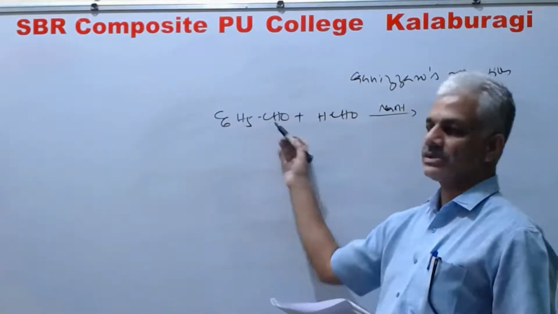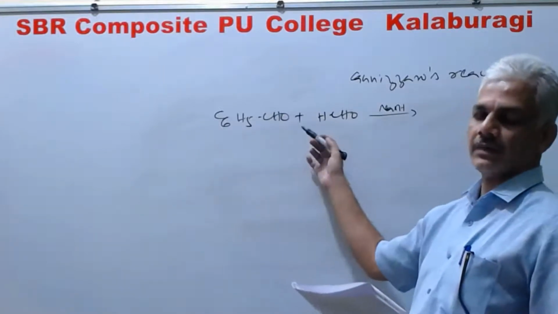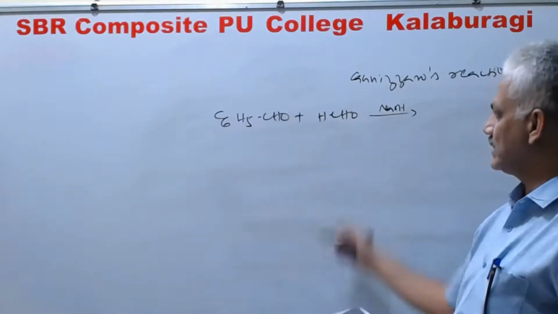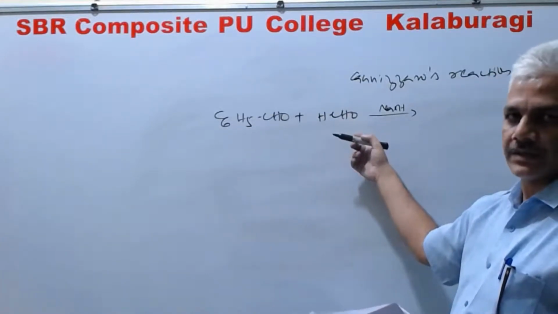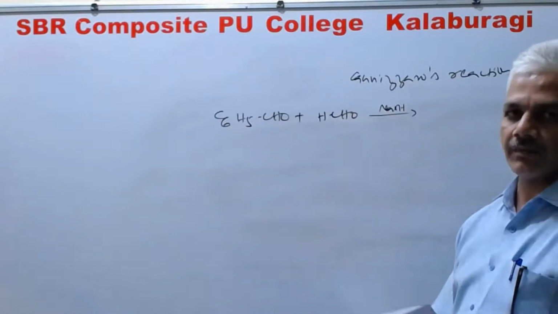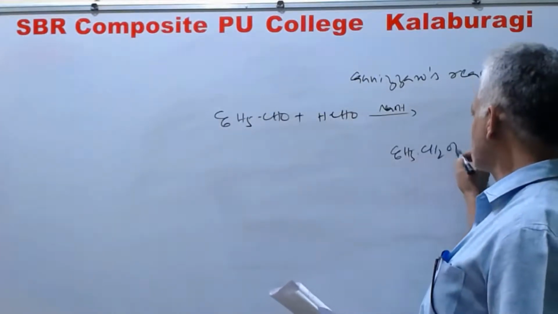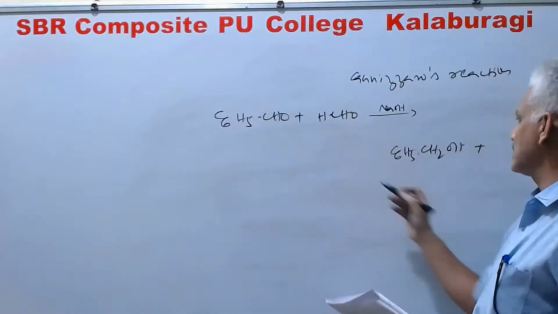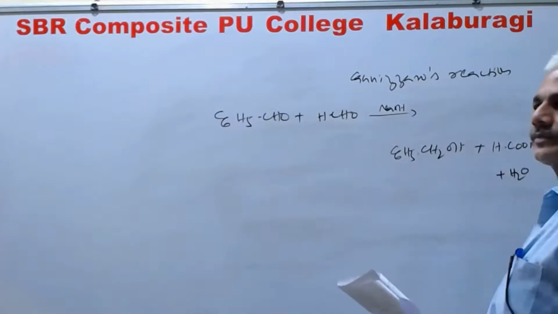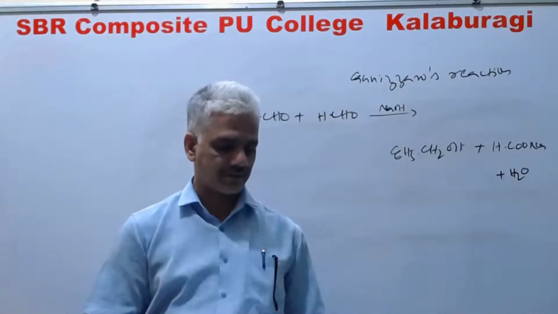And whenever benzaldehyde is present, that part is converted into benzyl alcohol because of steric factors. The formaldehyde part undergoes oxidation and is converted into formic acid, which interacts with sodium hydroxide to give sodium formate. So the products obtained here are C6H5CH2OH plus HCOONa. So you can go with the first option for the 29th question.